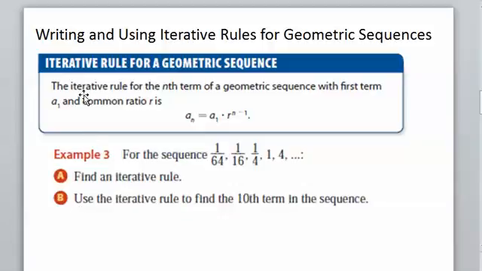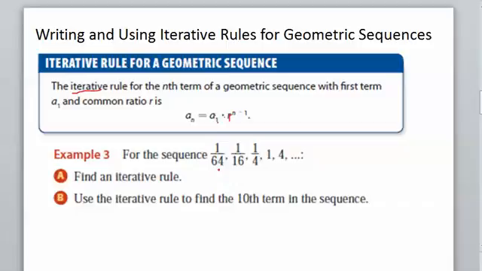Now, if I want to write this as an iterative rule, a different way of looking at it, I'm going to say a sub n is equal to a sub 1 times that common ratio raised to the n minus 1 power. You can use this iterative rule to find a specific term in a sequence, and you can use the recursive rule to find successive terms in a sequence. So there's two different ways of using those.